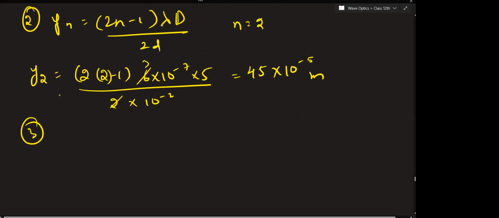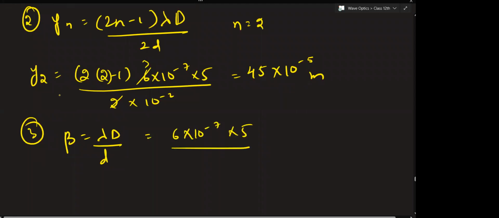Third part was beta. That is fringe width. So 6 into 10 to the power minus 7 into 5. Small d is 10 to the power minus 2, no, 2 won't be here. So this is 10 to the power minus 2. So 30 into 10 to the power minus 5, which is 3 into 10 to the power minus 4 meter.